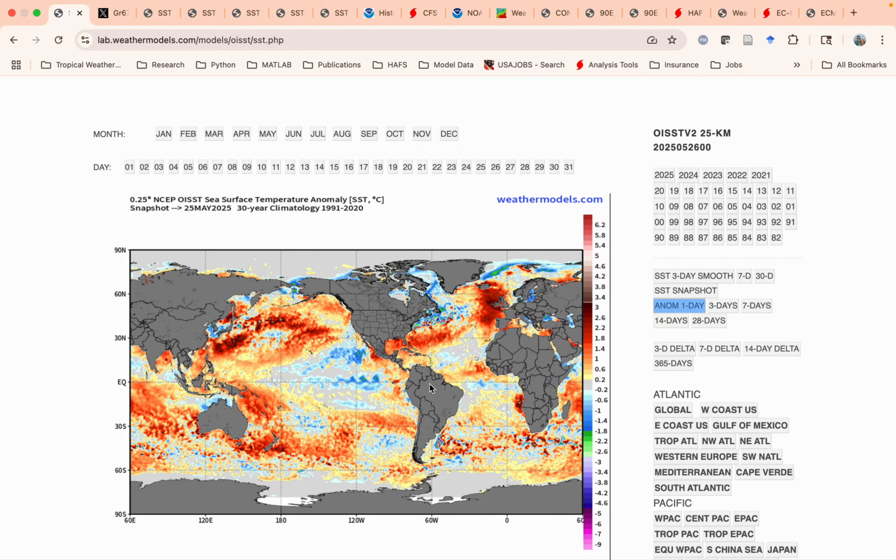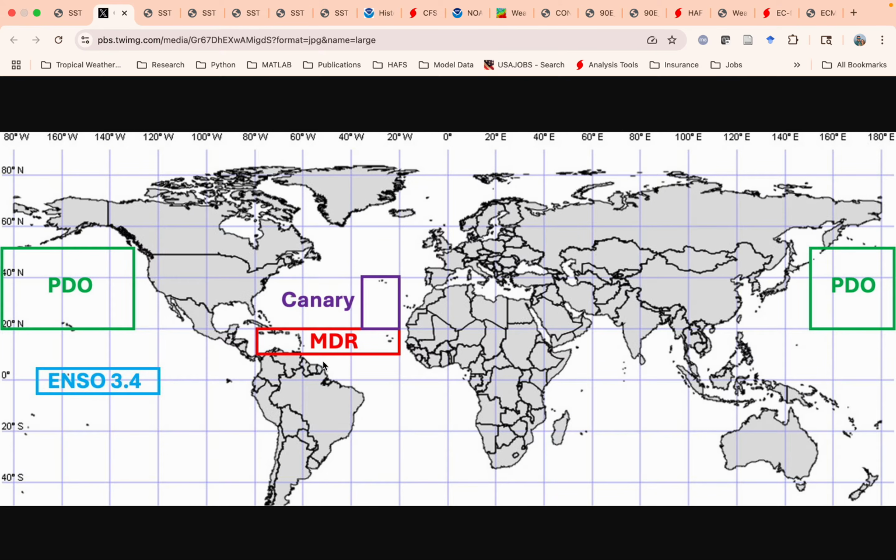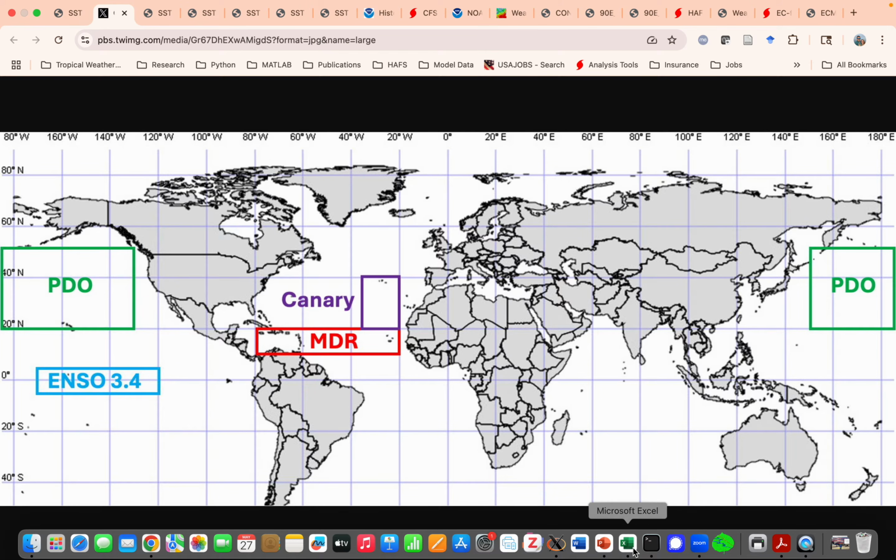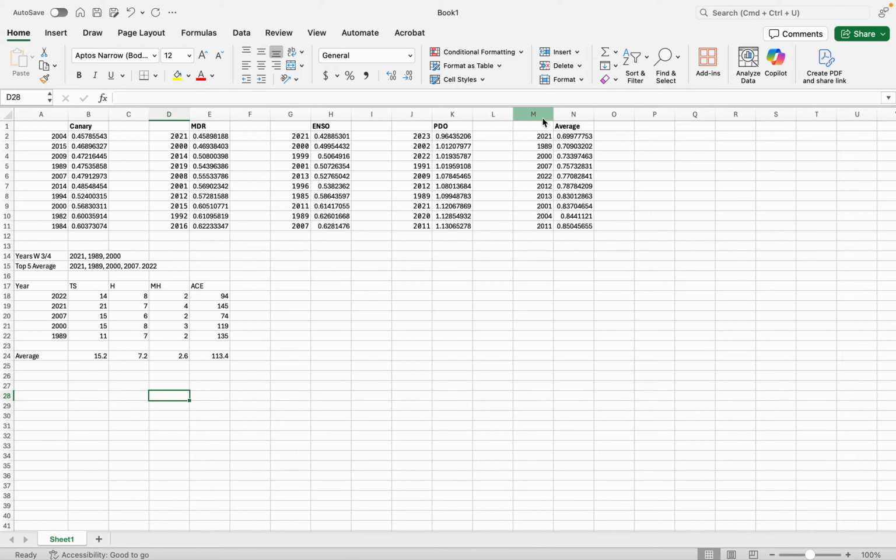One thing we like to do when we're talking about seasonal forecasting is to look at analogs, which means looking at past years to see what similar years did and how they behaved, and that can give us some idea of what this year might hold. So I looked at the PDO, ENSO, El Nino, which is obviously a big one for the Atlantic, the MDR, and the Canary Current region, which is also strongly correlated with activity. I calculated the top 10 years for each of those metrics, basically the lowest error, the best match.